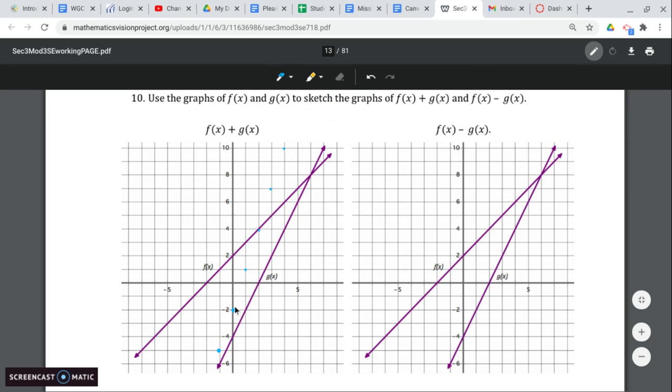Now all you have to do is connect the points together, and then you have the line of f of x plus g of x. So you've graphed that. So just draw a line through those points, and that will be your answer.